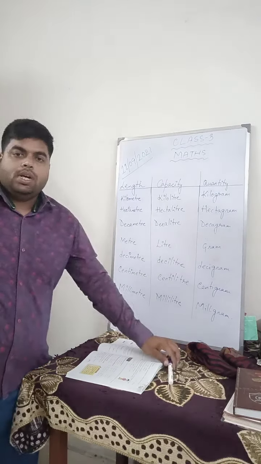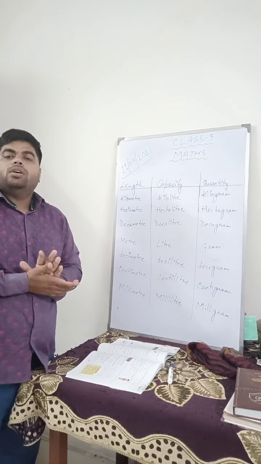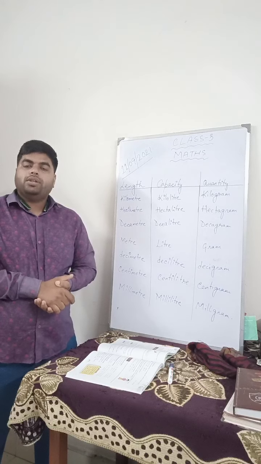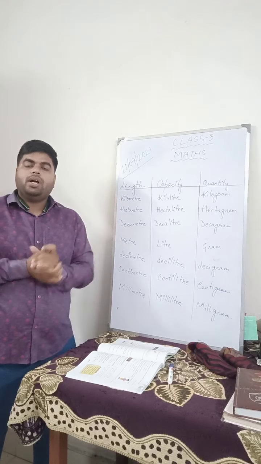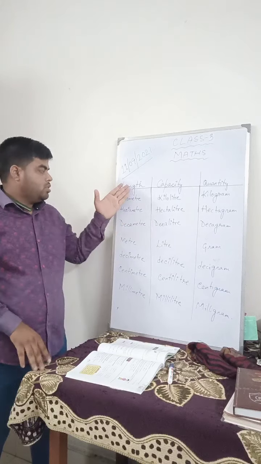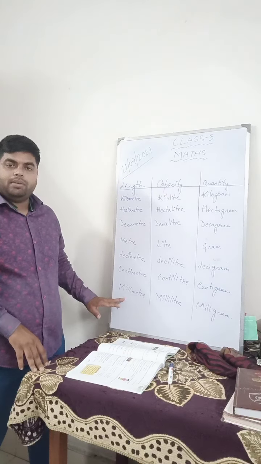Now, I have written this. So the first is length. When do we use this measurement of length? When we use it to measure distance. Maybe a shorter distance, maybe a longer distance. But when we measure distance, we use kilometer, hectometer, decameter, meter, decimeter, centimeter, millimeter.